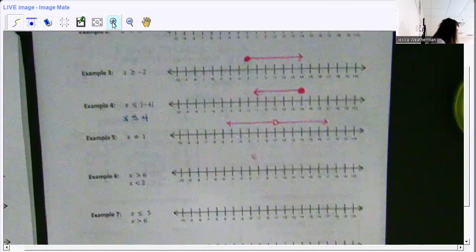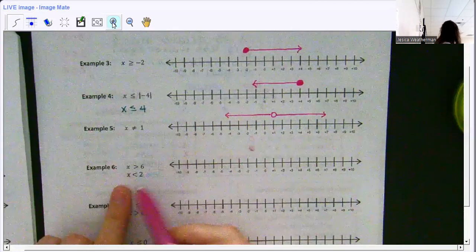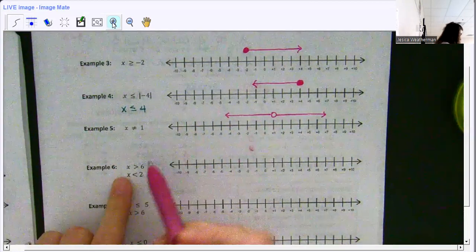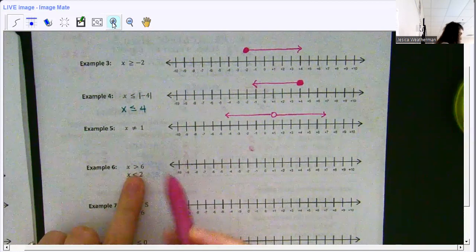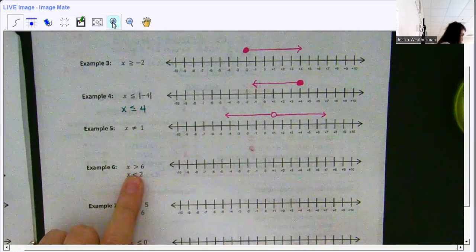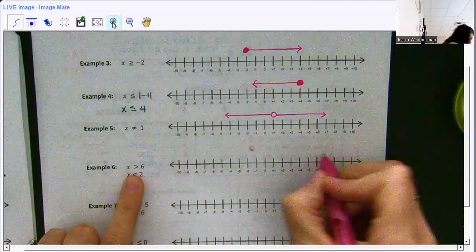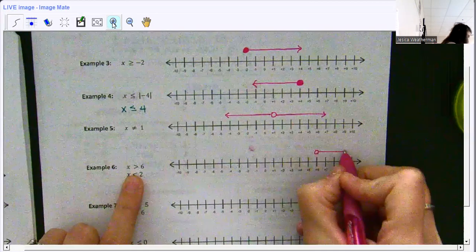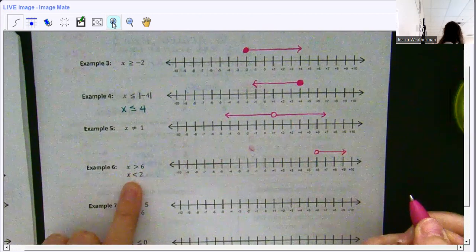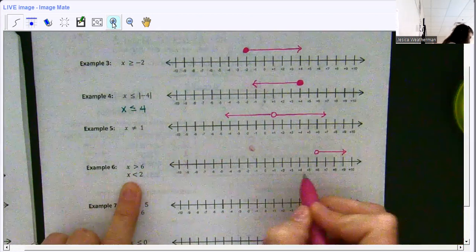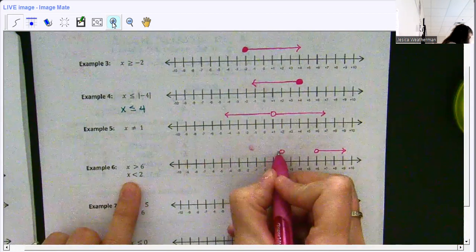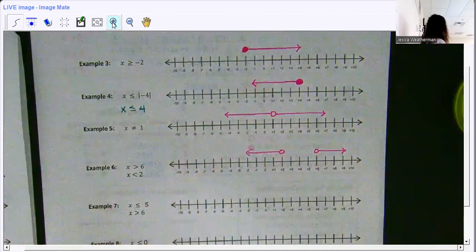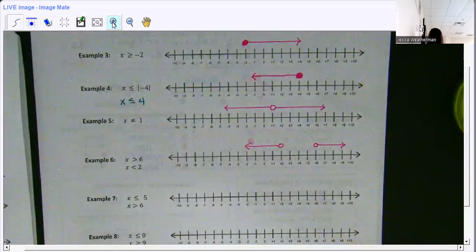Okay, example 6, we're going to graph both of them separately. So here we have x is greater than 6, so everyone graph that one. And then graph x is less than 2. And this is what you should have gotten. Now, later on, we're going to be solving inequalities. And there is a type of inequality called a compound inequality, and you will be graphing them just like this.